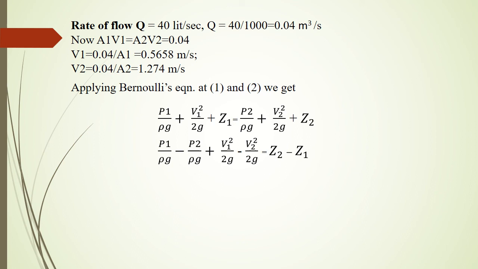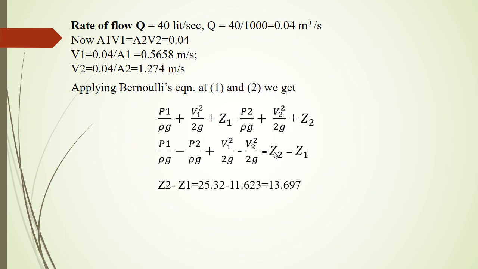Again you should make use of Bernoulli's equation. For sections 1 and 2, it becomes P1 by rho g plus V1 square by 2g plus Z1 is equal to P2 by rho g plus V2 square by 2g plus Z2. Here I wanted to find out Z2, the difference of datum head, so I'll keep the Z terms on one side and all other terms on the other side.